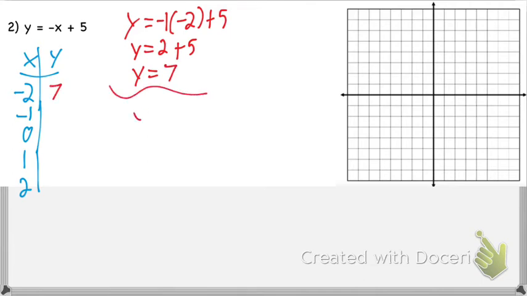Next one, y equals negative of -1 plus 5. Well, negative of -1 is a positive 1 plus 5. So 1 plus 5? 6. Mason, what's the next y? When x is 0, y is? 5. Tobin, when x is 1, y is?